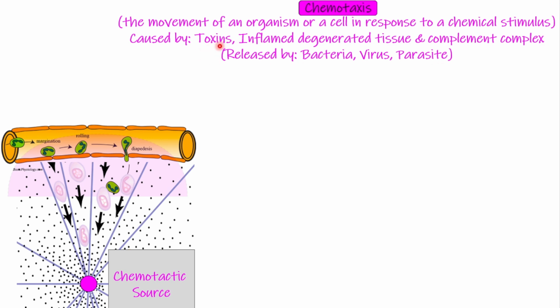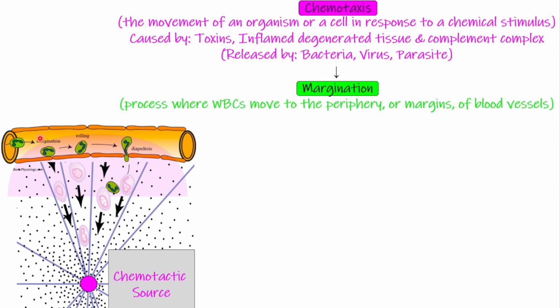Due to these toxins, there is inflamed, degenerated tissue there. So these toxins and these inflamed, degenerated tissues will act as a chemical stimulus. And the movement of any organism or cell in response to this chemical stimulus is known as chemotaxis. So the first step is chemotaxis. Then we have margination. The process where the WBCs move to the periphery or margins of the blood vessels is known as margination.